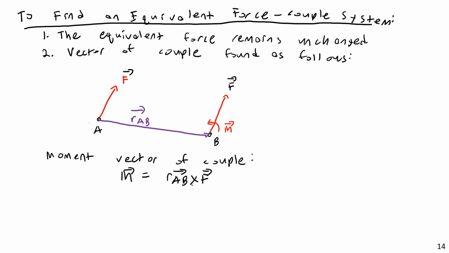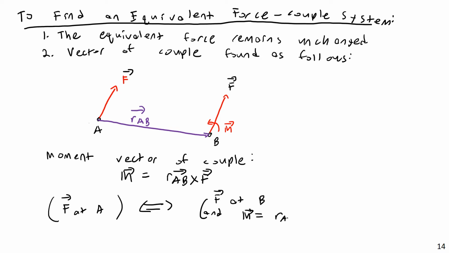RAB crossed into the force vector. So basically, originally you had a force vector, F at A. This is what you had originally, and this is equivalent to a system made of two things: the force F at B and a moment vector equal to RAB cross F. Oh, RAB cross F, not just RA cross F.